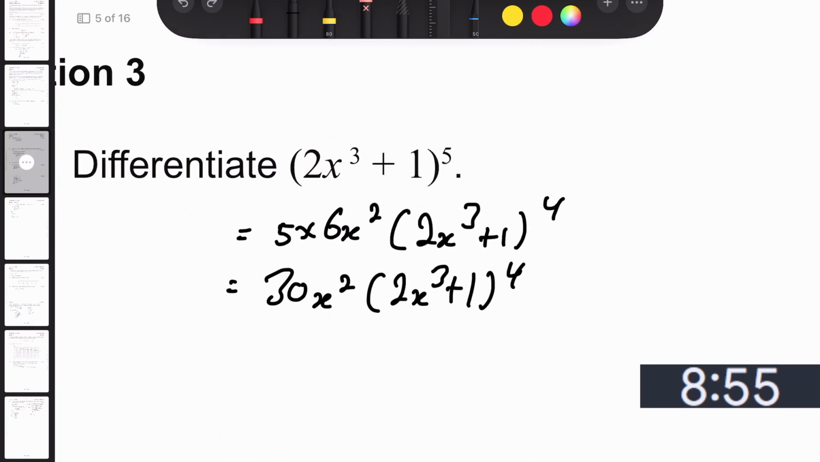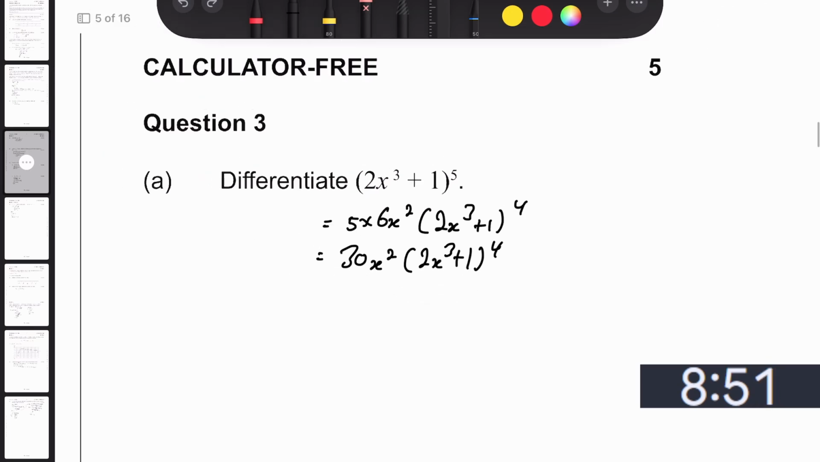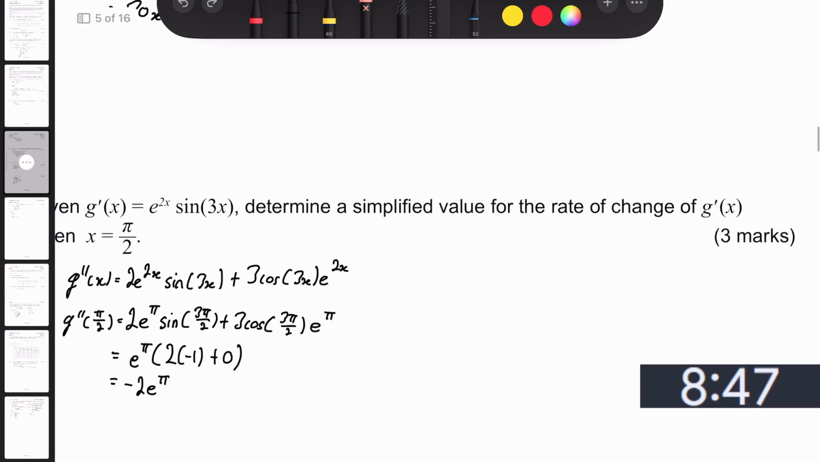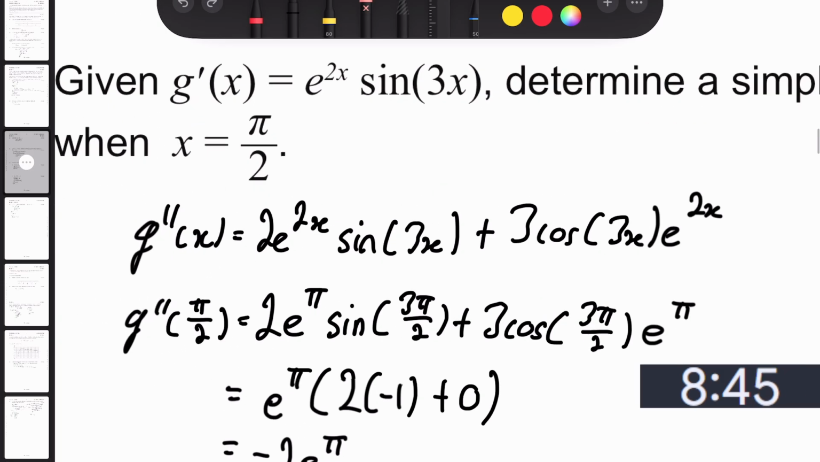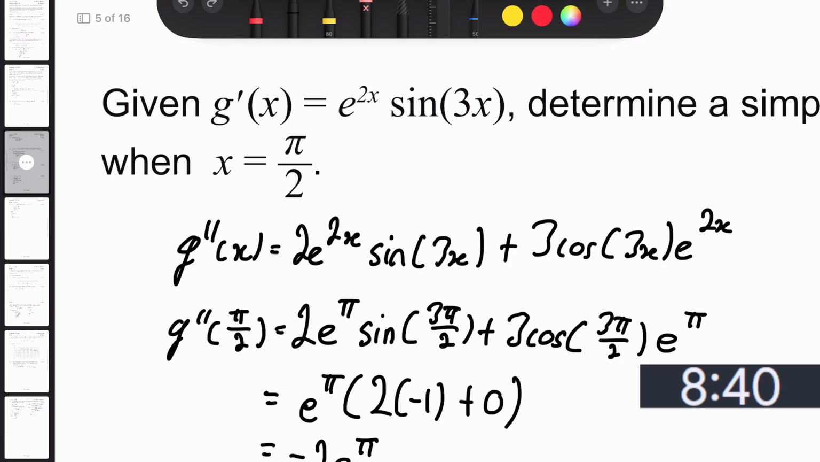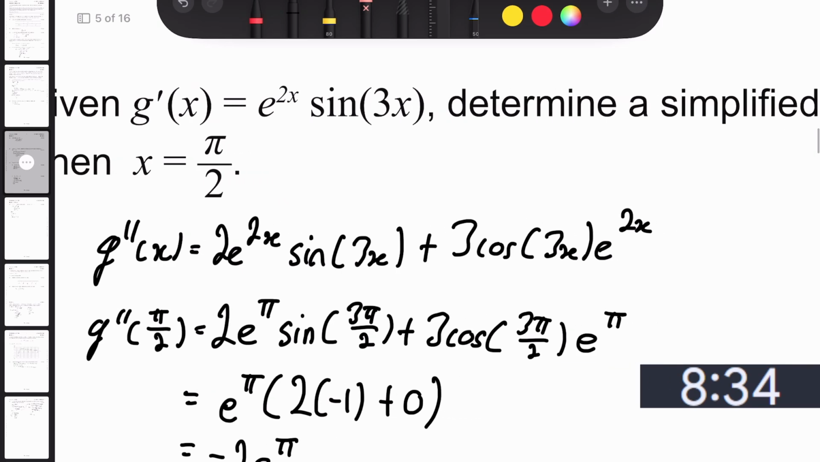Differentiate this, 5 times 6x squared times all of that, just the power lower, given simplified value for the rate of change of g of x when x is equal to pi on 2. So we differentiated the first one, got that 2 in front, times that by sine, put the 3 in front next, the derivative of sine of x is cosine of x, and then just put e to the 2x there.